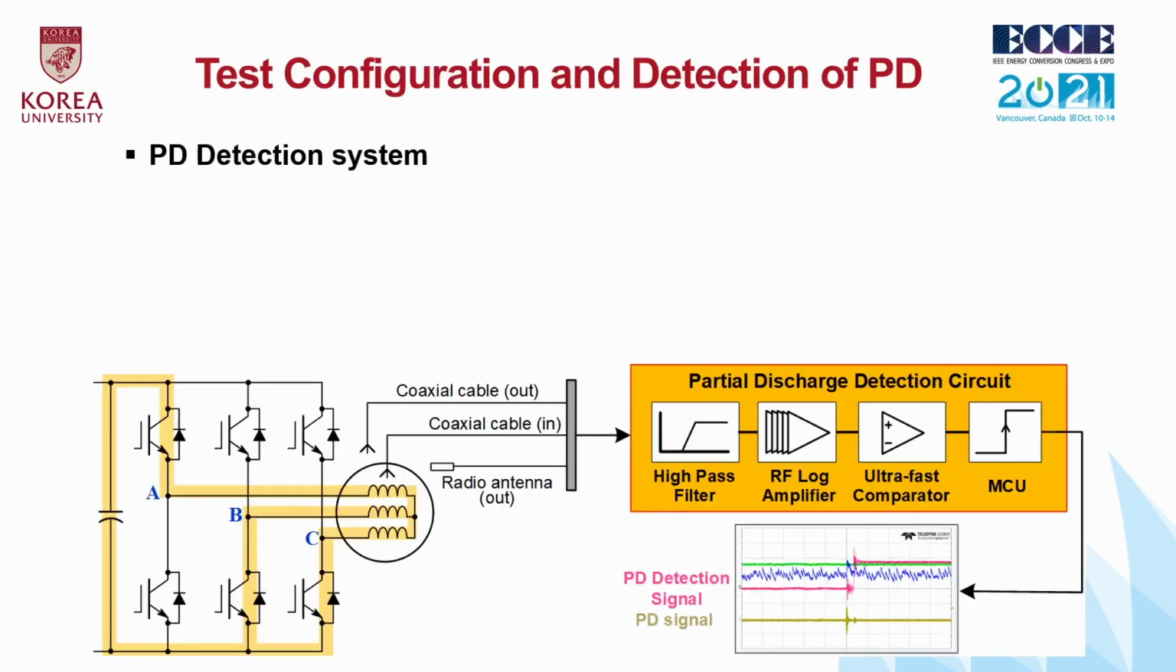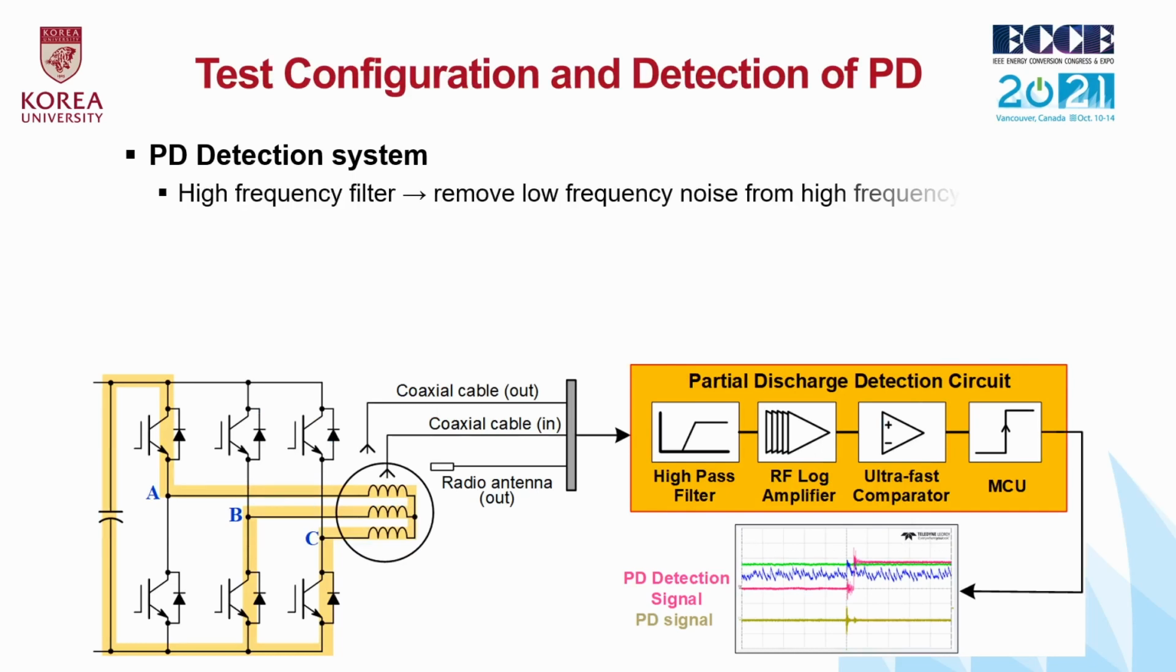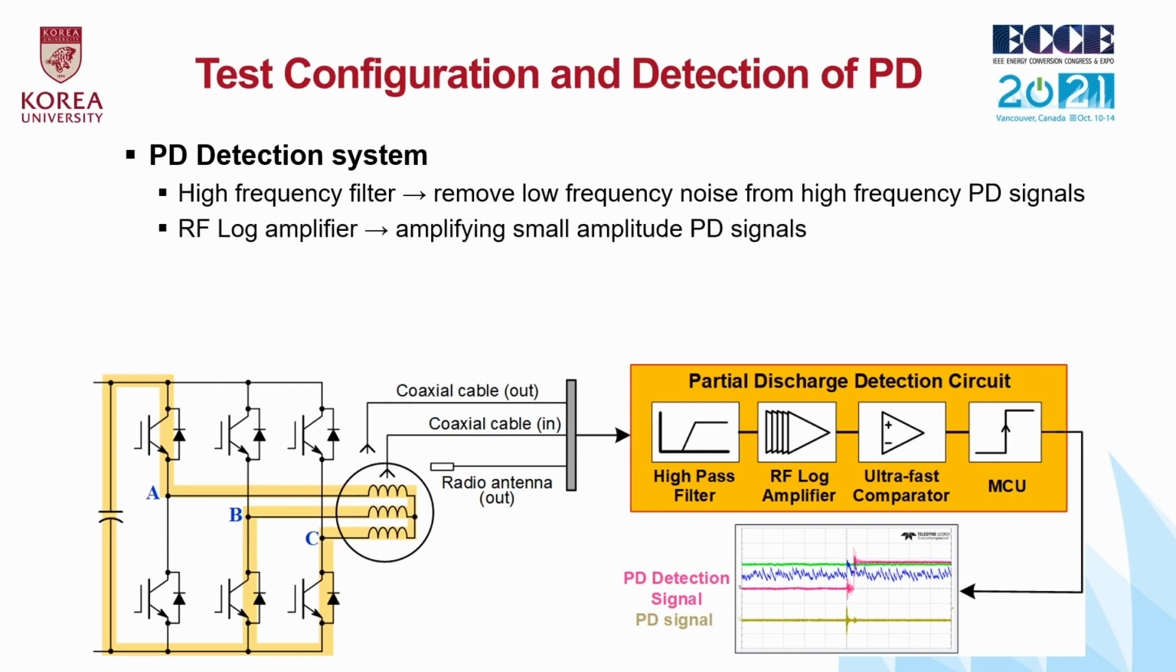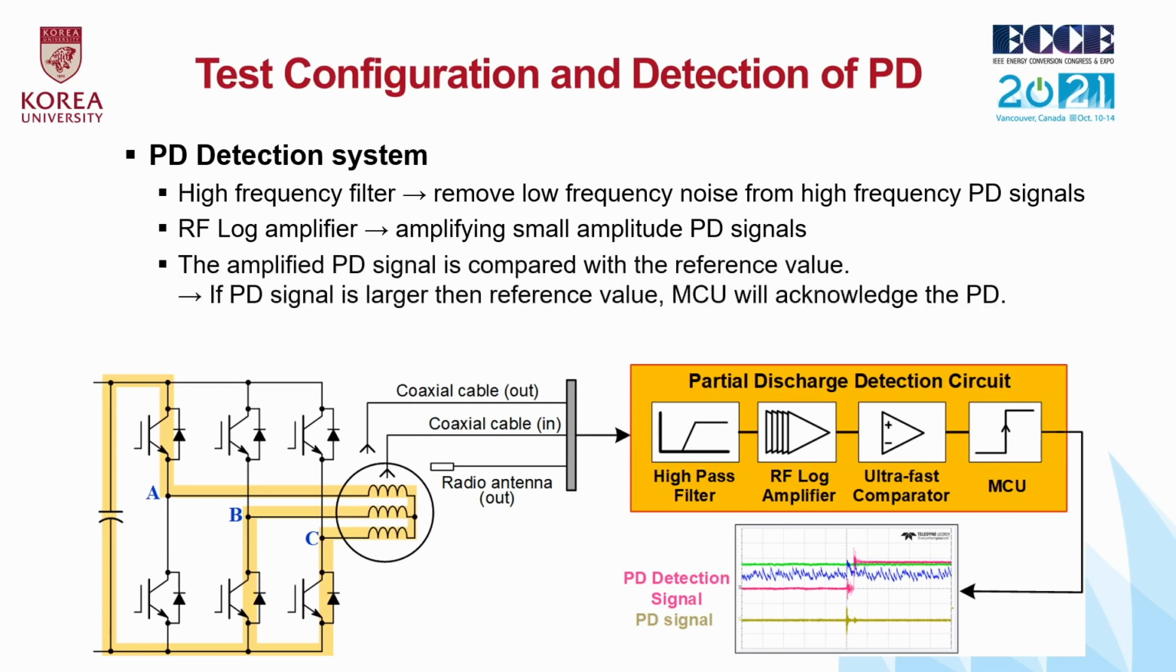To detect high-frequency, low-amplitude PD signals, high-frequency antennas are the lowest cost option. The high-pass filter is used to remove low-frequency noise from PD signals, and the output of the high-pass filter is fed into an RF log amplifier for broadband amplification of the small signal. The amplified signal is then compared to the PD reference voltage with the ultra-fast comparator. If the rising edge of the comparator's output signal is captured, the MCU will acknowledge the PD activity.